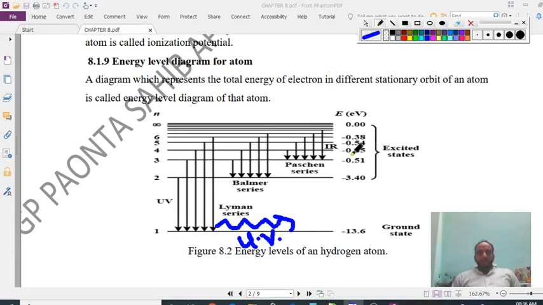Similarly, if energy is released, photons are released by falling from n is equal to 3 to n is equal to 2 level, or 4 to 2, 5 to 2, and so on, then we get the Balmer series, and this is in the visible region. Similarly for others, there is the Paschen series which releases IR rays.